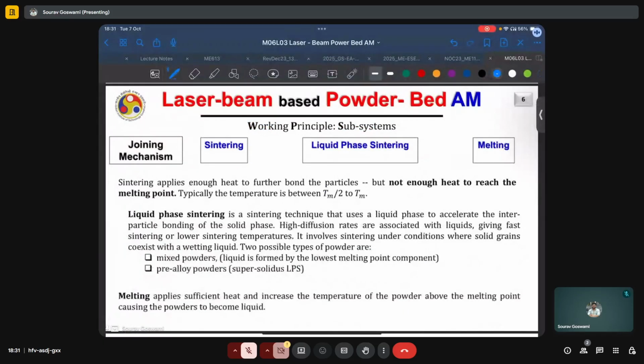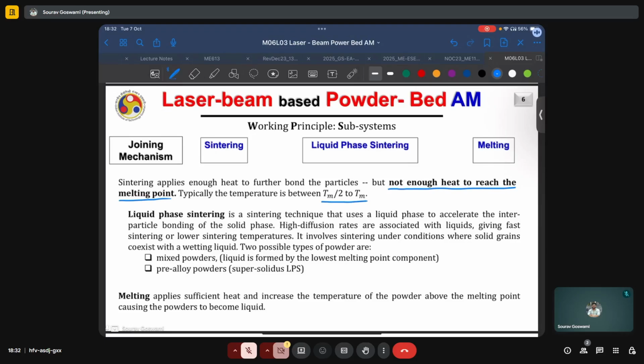So for the case of powder bed based AM processes, the joining mechanism can either be sintering, it can be melting, or it can be a sort of hybrid of the two, something called liquid phase sintering. The process of sintering applies enough heat to bond the particles, but not enough heat for the particles to reach melting point. Typically here, the temperatures are between half of melting point to just the melting point, but not exceeding it.